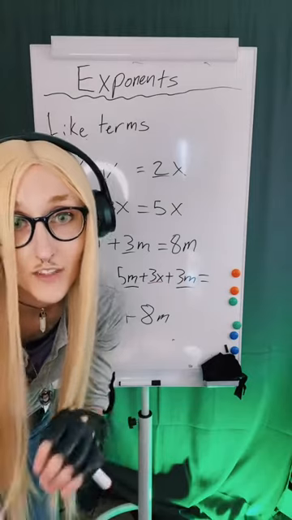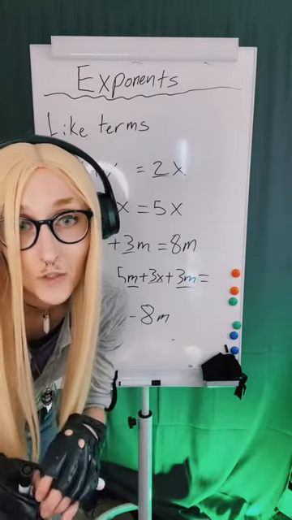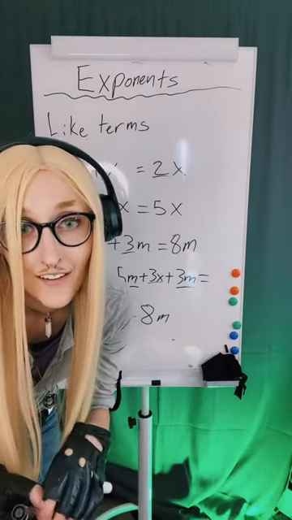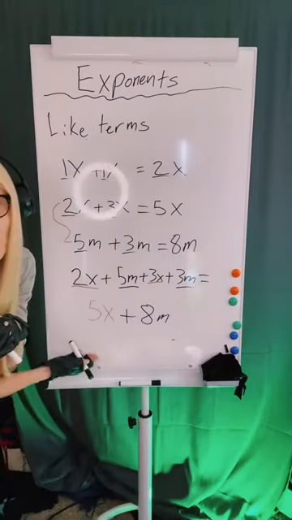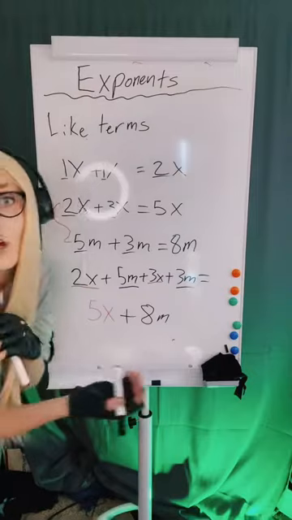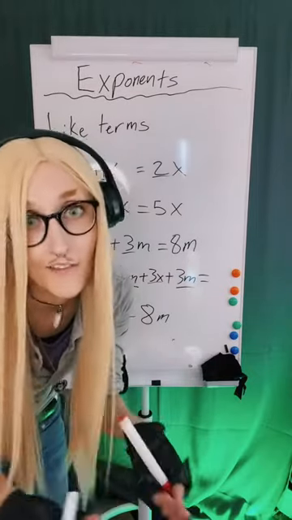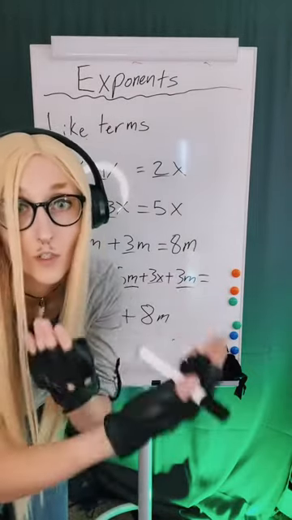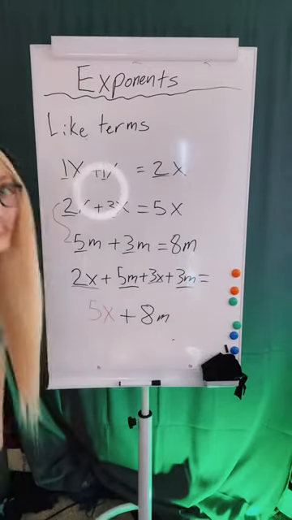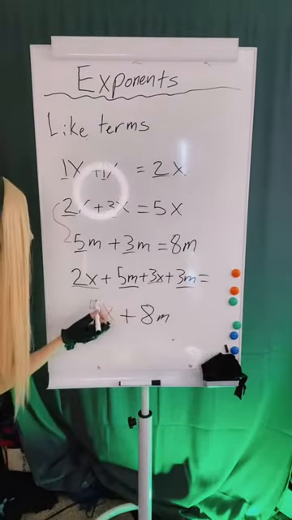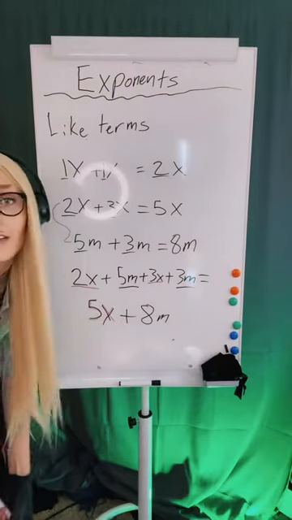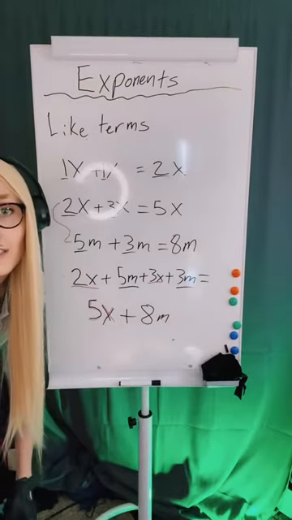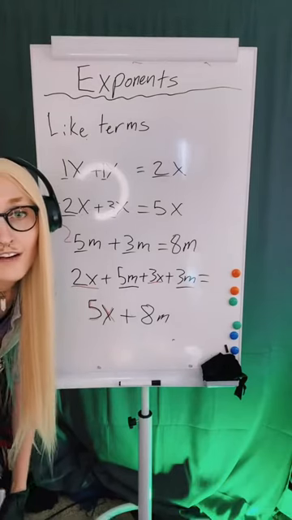Yeah, the terms are the letters. Good question. So the final answer is 5x plus 8m. Or you could have 8m plus 5x because it doesn't matter the order. Either one is correct, but 5x plus 8m is your final answer there. All right.